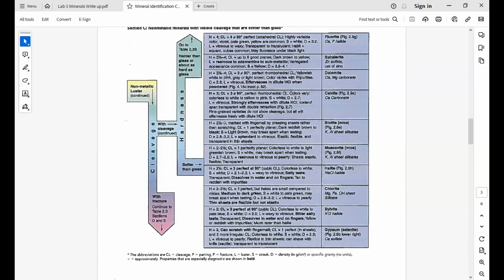Hardness 2.5 to 3. That's a little bit harder than the other. You can mark it with your fingernail by creasing sheets rather than scratching. So maybe I was creasing it instead of actually scratching it. Cleavage 1, perfectly planar, dark reddish brown to black. Aha. Streak light brown. May break apart when testing. Luster, splendent to vitreous. Okay, so there's that, and it is splendent. Never remember how to spell that. Elastic, flexible, and transparent in thin sheets. Transparent because light will come through it. So what do we have here? Biotite. So let's go back over to our chart.